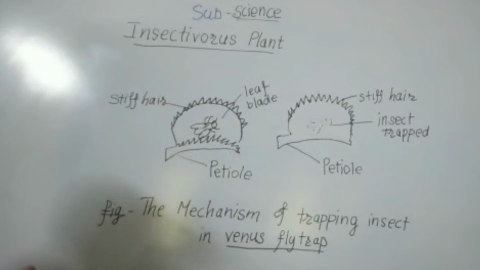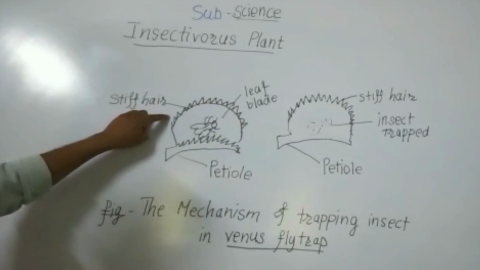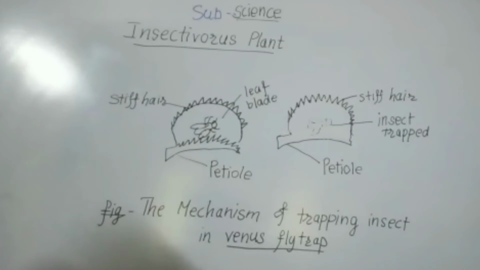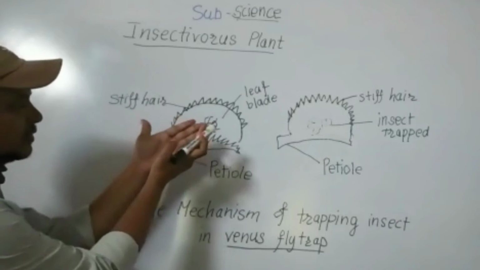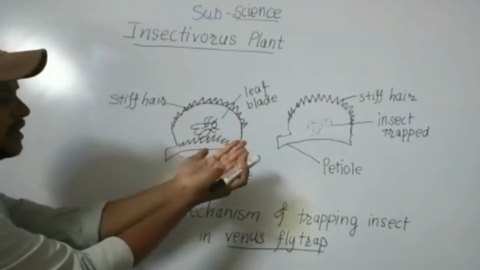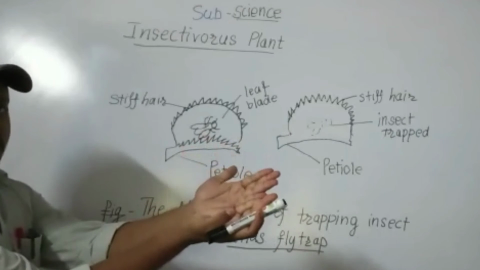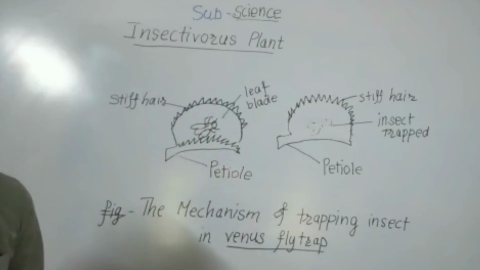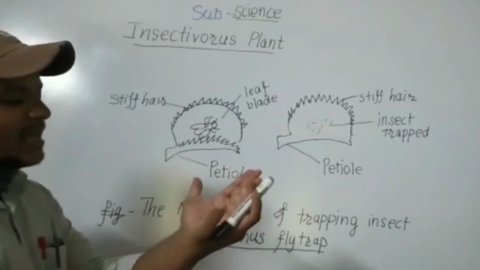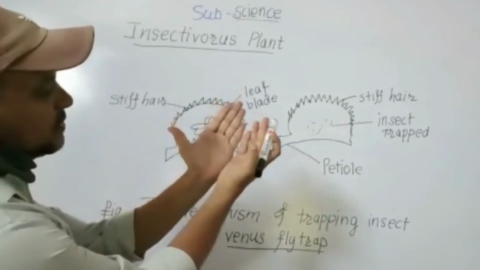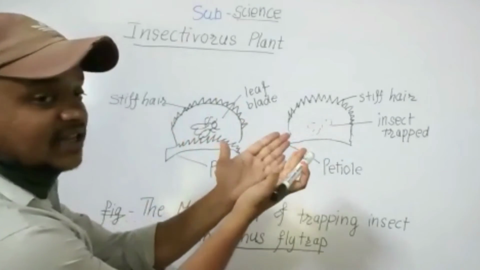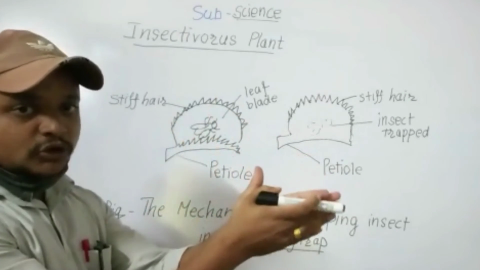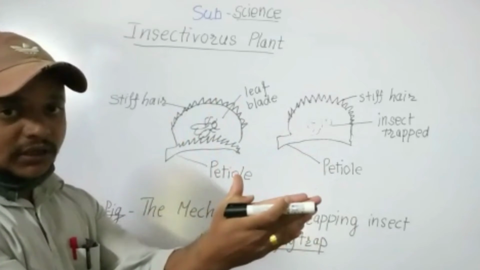The edges of the leaves of a Venus flytrap have spikes, and the entire leaf is divided into two parts, one this part and second this part, like this. The midrib acts like a hinge, like the hinge of a door that opens and closes.